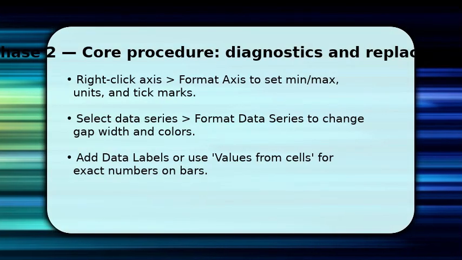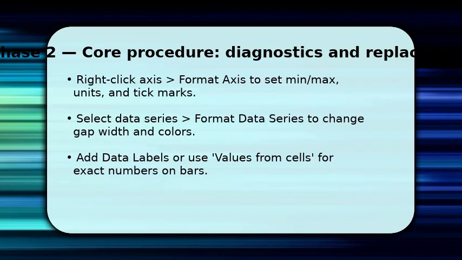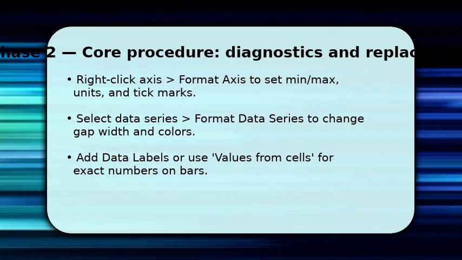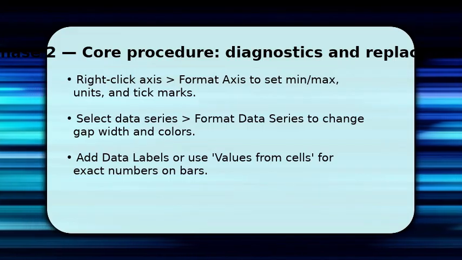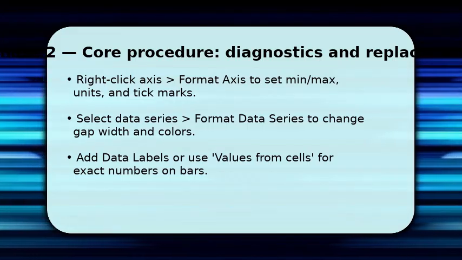Now focus on how the values appear and why they matter. Right-click the value axis and set min/max or fixed units to avoid misleading scales, because automatic scaling can compress small differences. Once done, click the data series to change gap width, bar direction, and fill color so categories are visually distinct. Use consistent color meaning when comparing groups. Make sure to add data labels or values from cells for precise reading. This helps viewers interpret the bars without guessing.